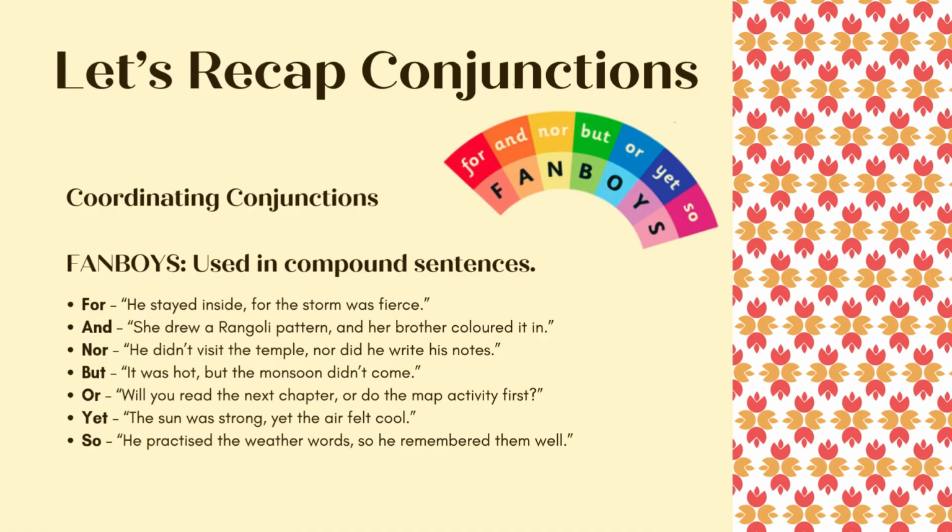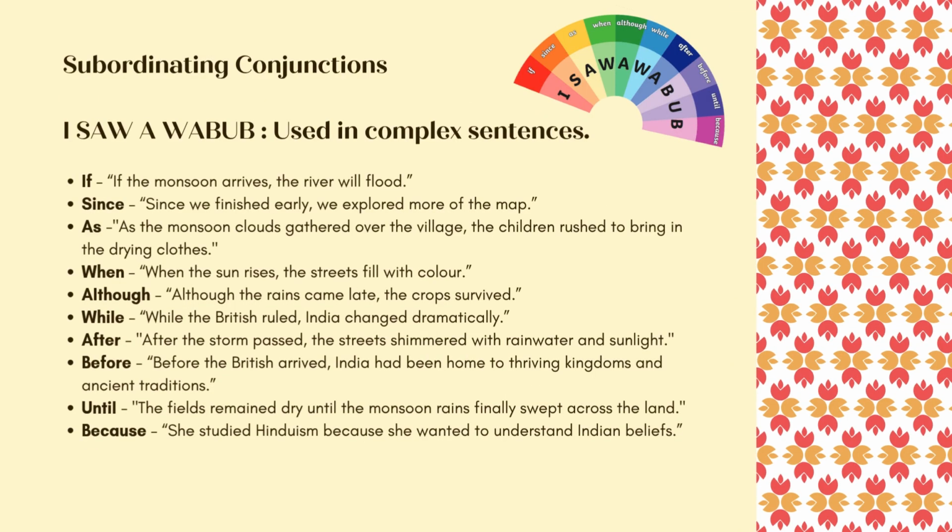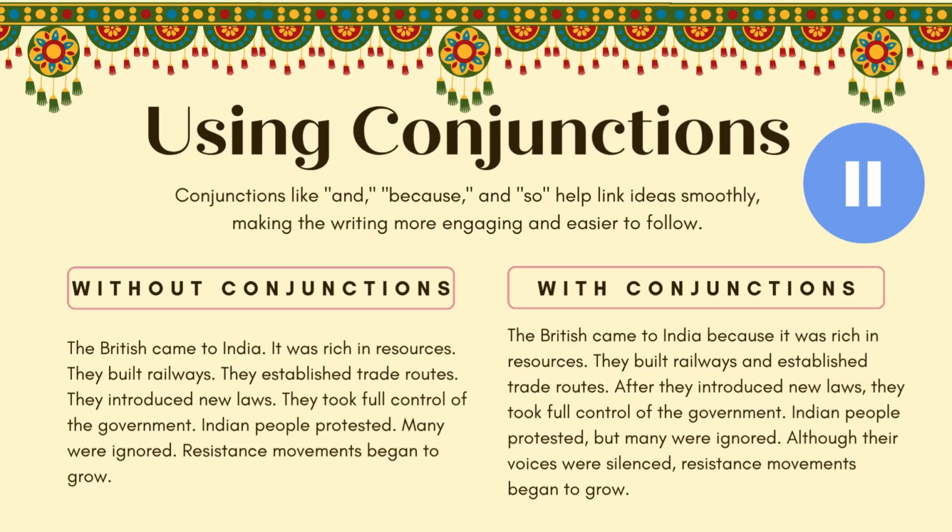Coordinating conjunctions are remembered with fanboys: for, and, nor, but, or, yet, so. They're great for joining equal ideas in compound sentences. Subordinating conjunctions help us build complex sentences. Words like because, although, before, and until add detail and depth. Let's compare 2 paragraphs. Without conjunctions, the ideas feel disconnected. With conjunctions, the writing flows smoothly and sounds more mature.